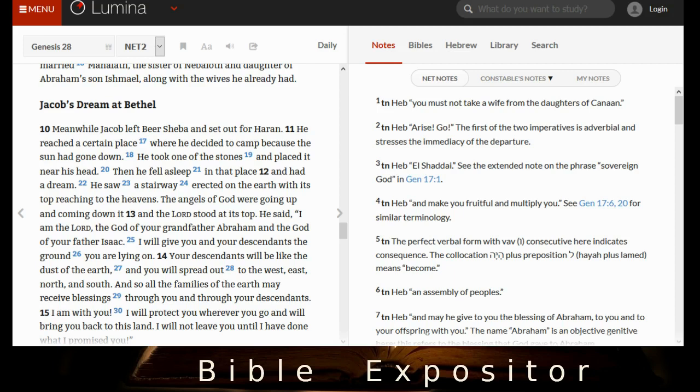And we see there the phrase, "the ground you're lying on," and there's just no way to take that other than literal. Also, the references to the four compass points and the families of the earth, that's all talking about this world.